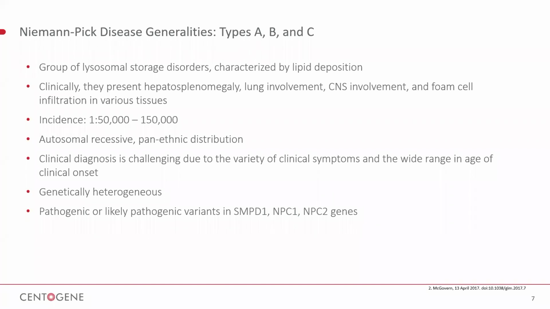And the clinical diagnosis is challenging due to a variety of symptoms that present at different ages. So a clinical diagnosis cannot be made alone. We need help from biochemical and molecular technology. And these 3 types are genetically heterogeneous and could be caused by mutations in SMPD1, NPC1, or NPC2.